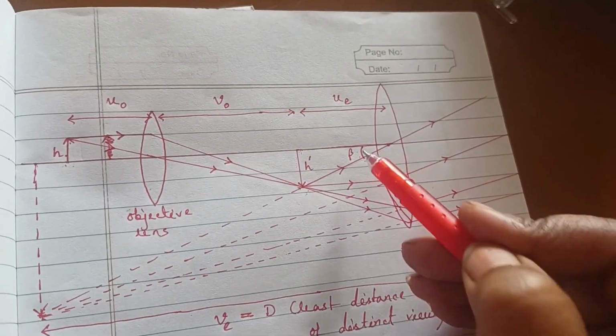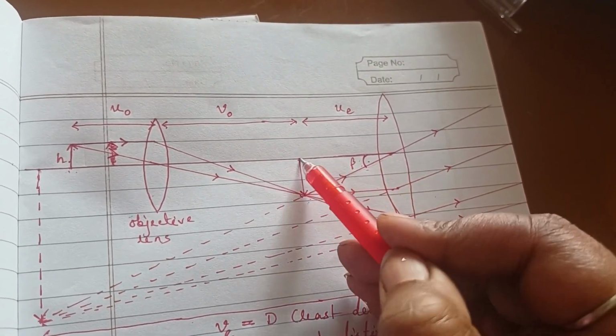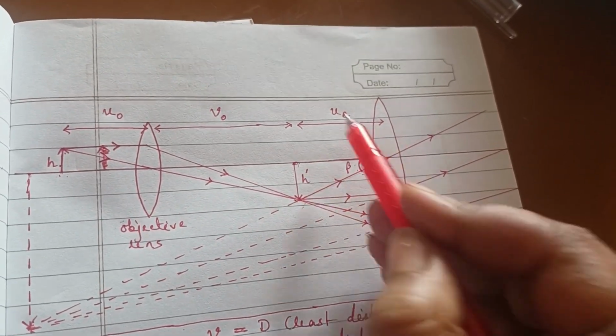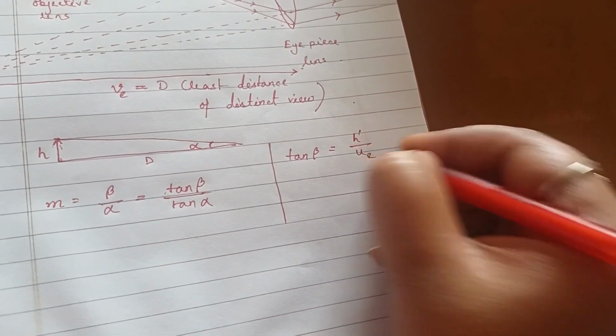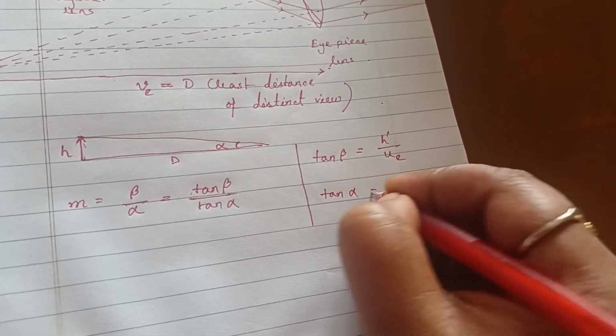Correct? If I have to find out tan beta over here, tan beta is opposite by adjacent. So h dashed by this distance, which is equal to ue. So tan beta is going to be h dashed by ue. Similarly, tan alpha also you have to find out.